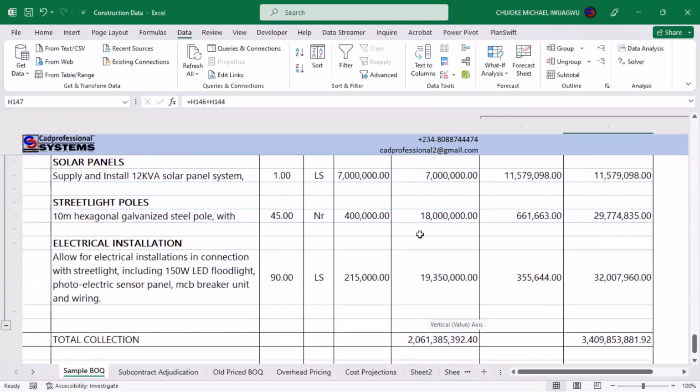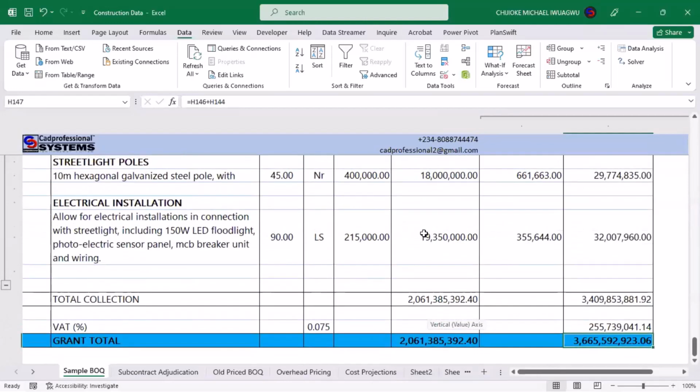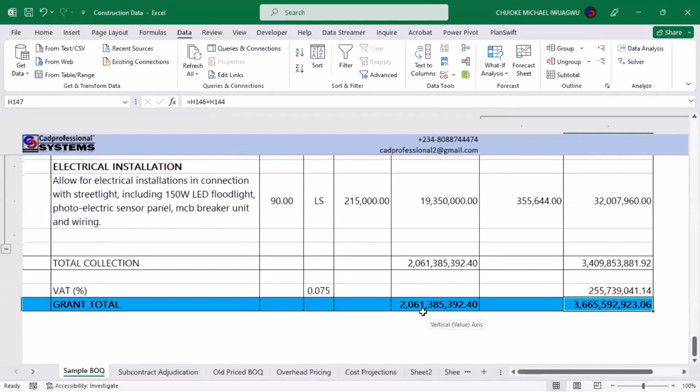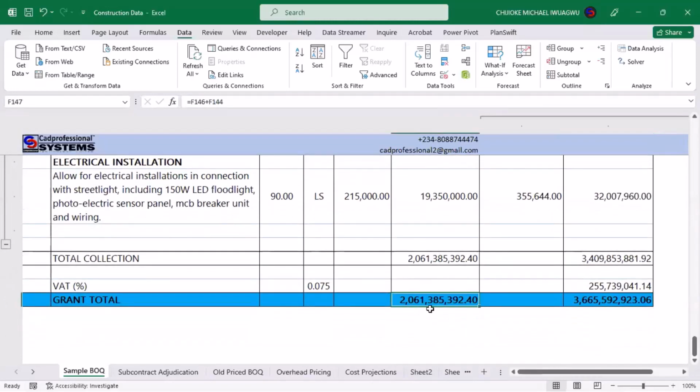So in our typical sample BOQ that we have here, we used a cost price of 2.06 million as the cost of our project to us as contractors. And this amount is what you'll be spending as a contractor, whereas this amount is what you should be expecting to get from the client. Now, this is your cash outflow, or your cash out. And this one will be your cash inflow, or your cash in.